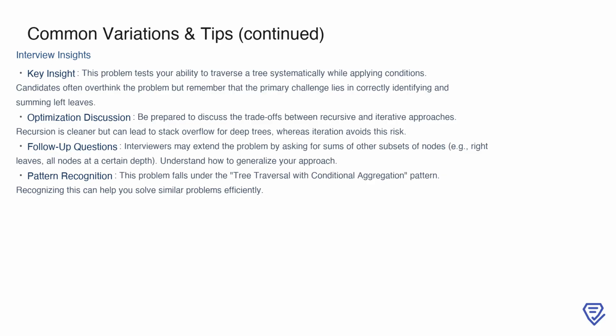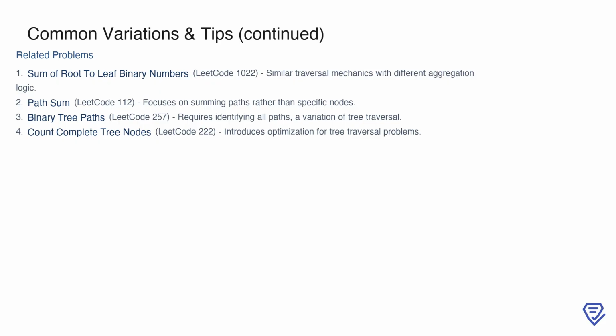Interviewers might also build on this problem with follow-up questions, such as asking for sums of right leaves or nodes at a certain depth. These variations require you to generalize your approach effectively. Recognizing this problem as part of the broader tree traversal with conditional aggregation pattern can help you apply similar strategies to other problems. There are several related problems that share similar traversal mechanics or aggregation logic.